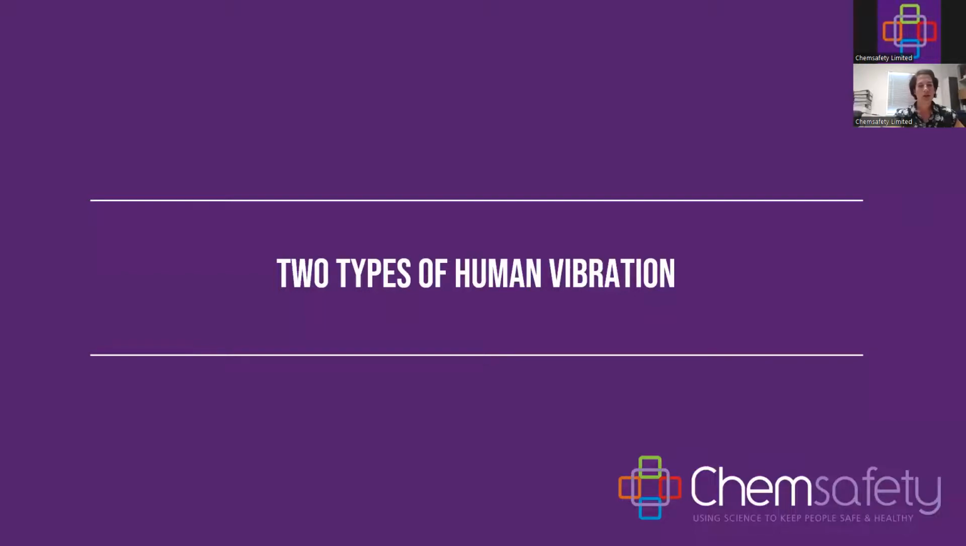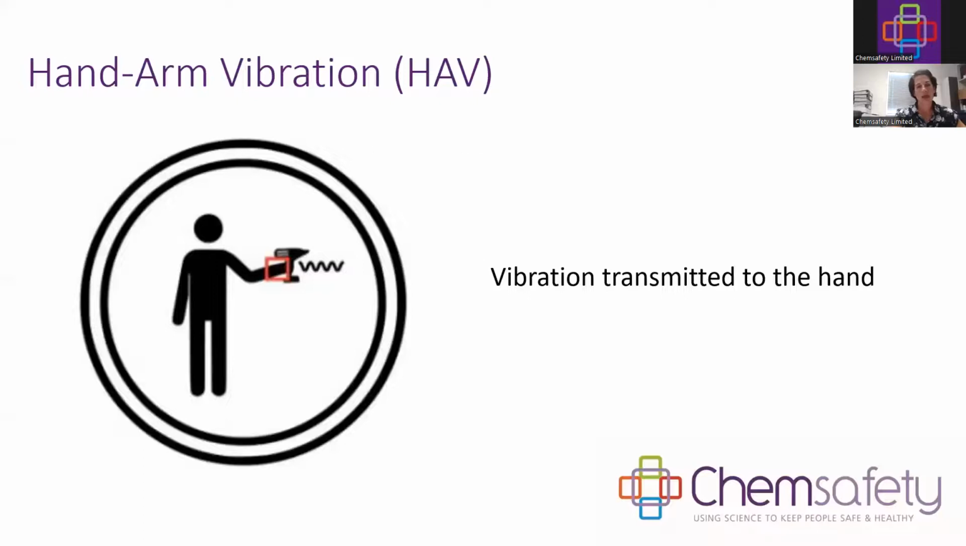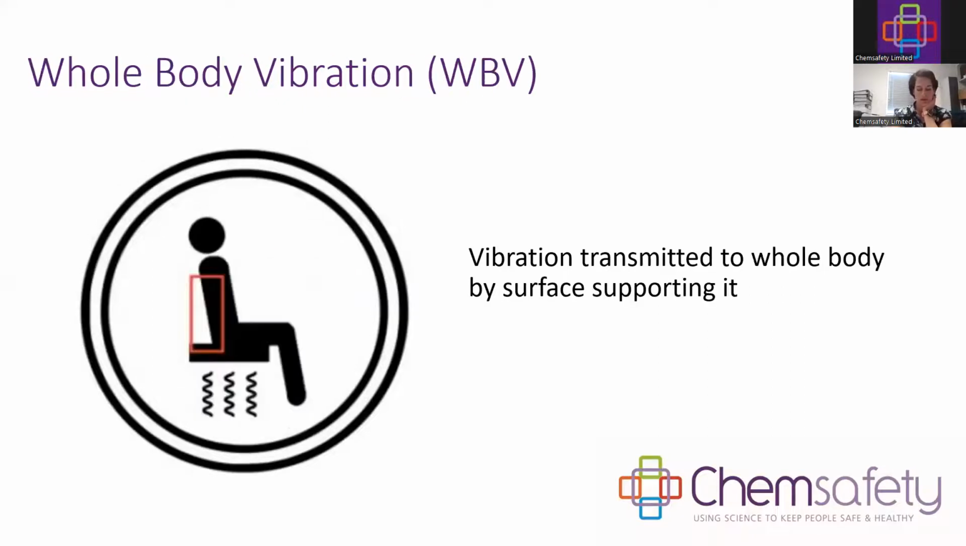So there are two types of human vibration. We have hand-arm vibration, which is when vibration is transmitted to the hand, and whole body vibration, which is when vibration is transmitted to the entire body by the surface that is supporting it. And this is usually when you're driving trucks or forklifts, or any vibration that is emitted through the seat or the feet.